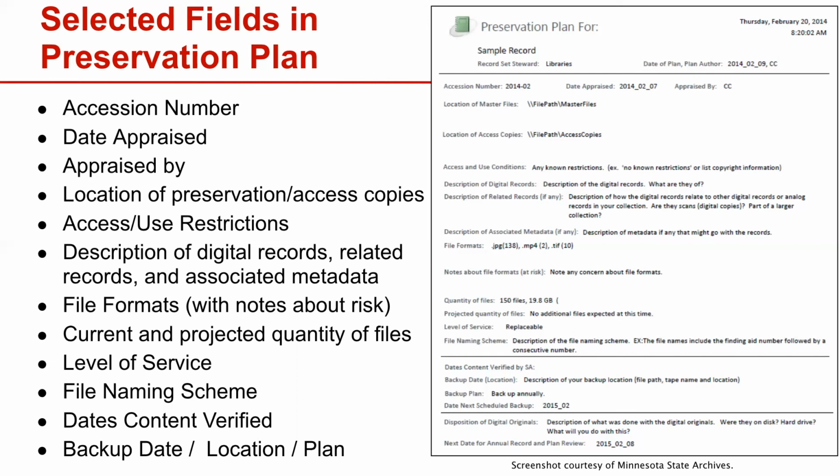And the last two fields are getting into the preservation side of things. So documenting the dates the content was verified, so making sure that the content hasn't changed over time. And recording the date the materials were last backed up, the location of the backups, and the plan for the next backup. And what's nice about this preservation plan is that it can be printed on a single sheet of paper. And so it's really quick to look at to be able to understand what your collection or accession looks like.